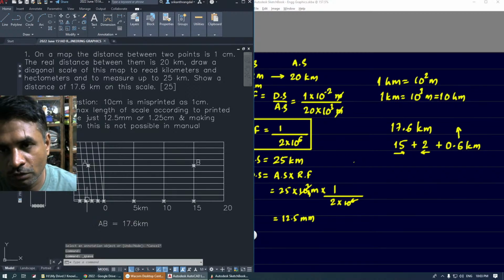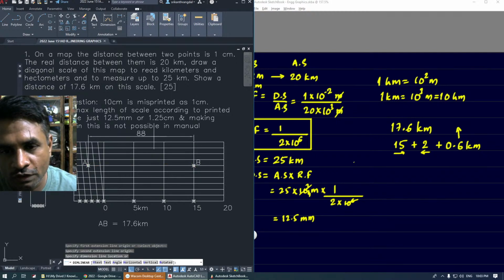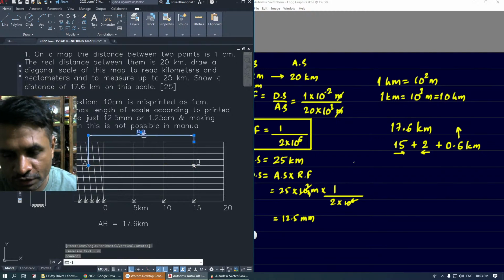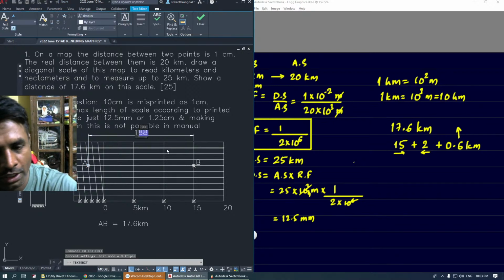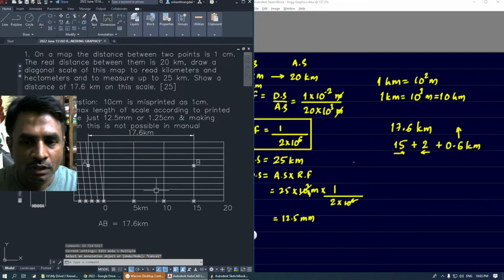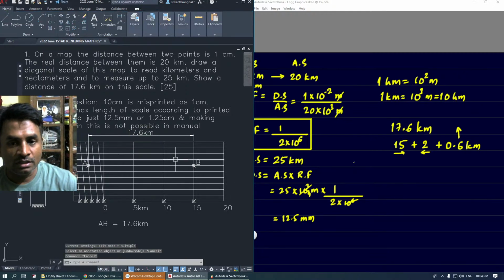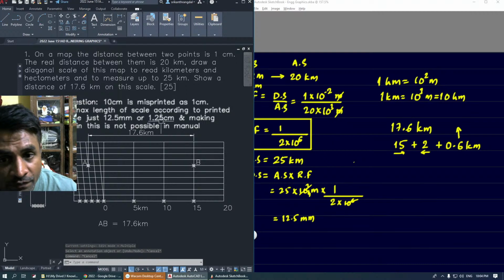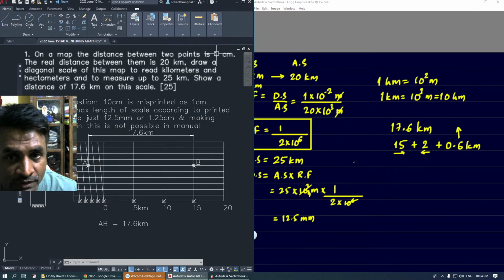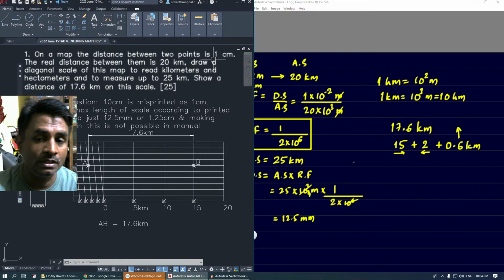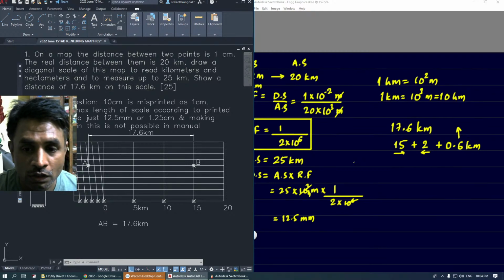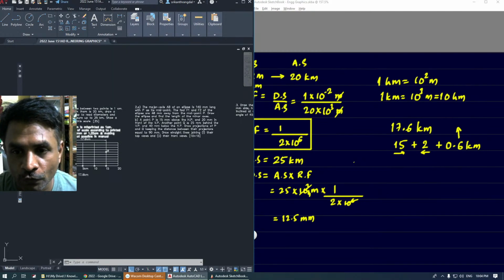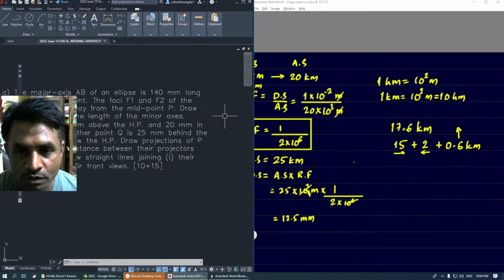This is one way to show it off, or you can just draw the dimension line between these 2 points, and you'd have to change this length to show the actual length of 17.6 kilometers. So this is how the solution to the problem is going to appear if we assume 10 centimeters as the drawing length instead of 1 centimeter that is given to us. So that's the solution to the first question.